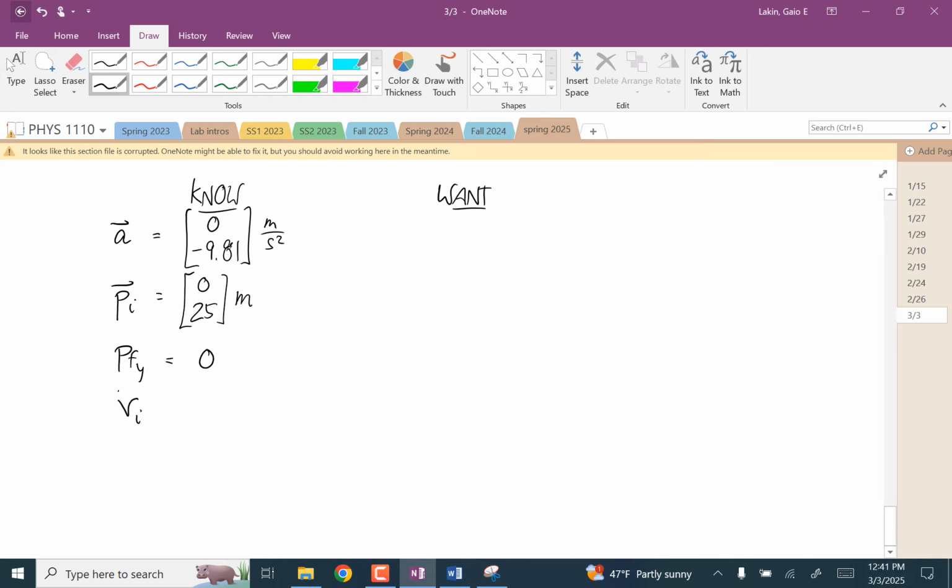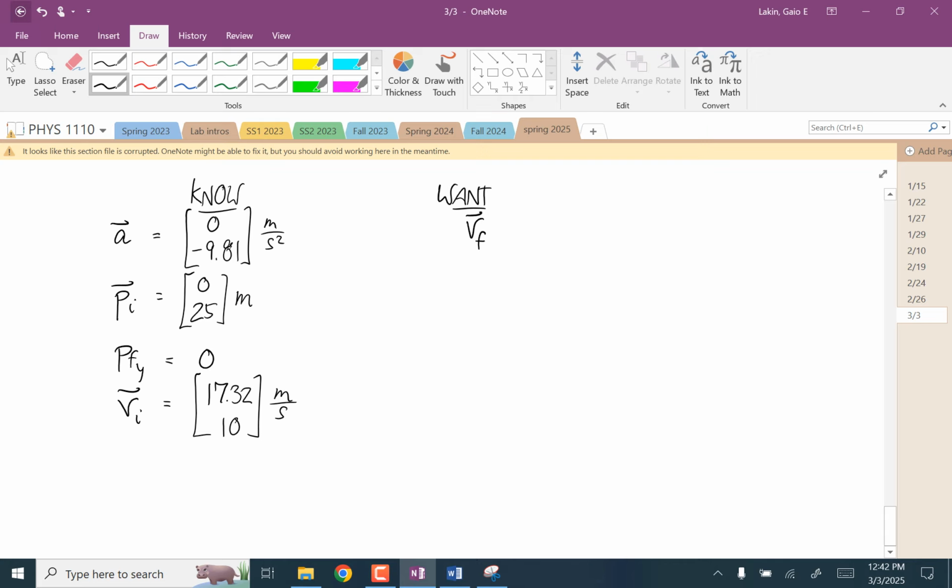Our initial velocity is the same as it was before. So that's 17.32, 10. And then this time we don't know anything about the final velocity. We are trying to figure out V final, both components. All right, so is there any equation that lets us calculate either one of these components right away?